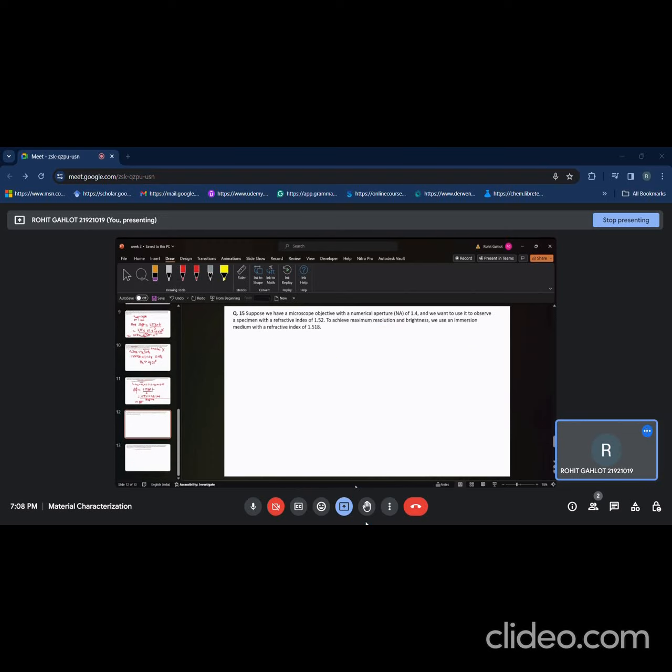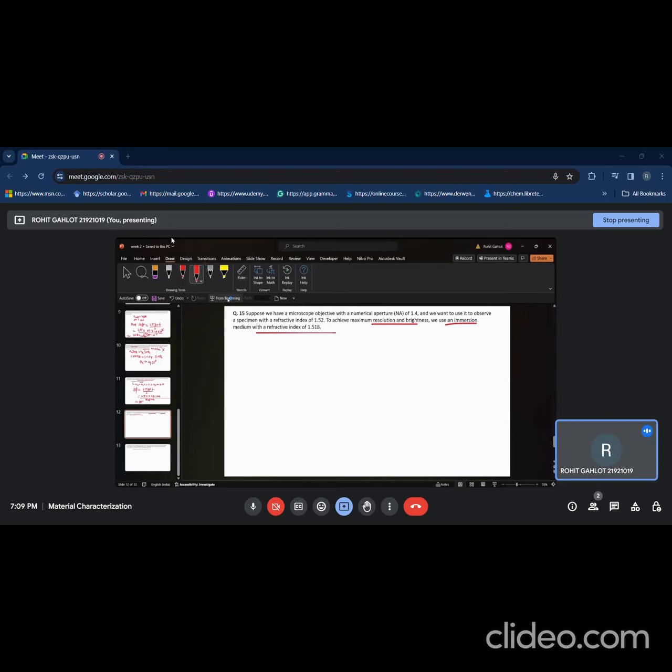Okay. Suppose we have a microscope objective with a numerical aperture of 1.4, and we want to use it to observe a specimen with a refractive index of 1.52. To achieve maximum resolution and brightness, we use an immersion medium with a refractive index of 1.518.